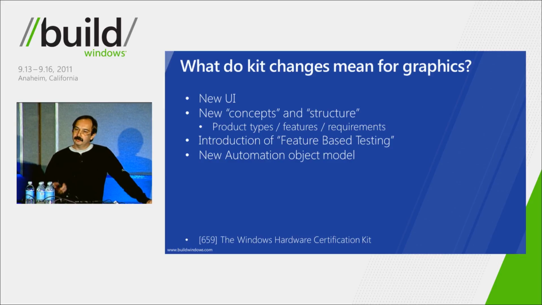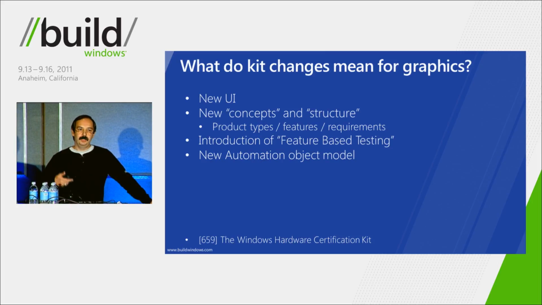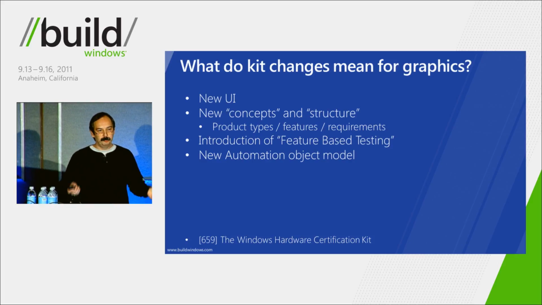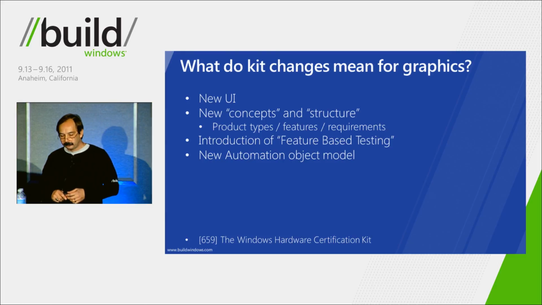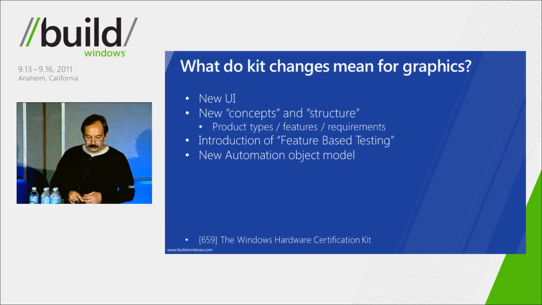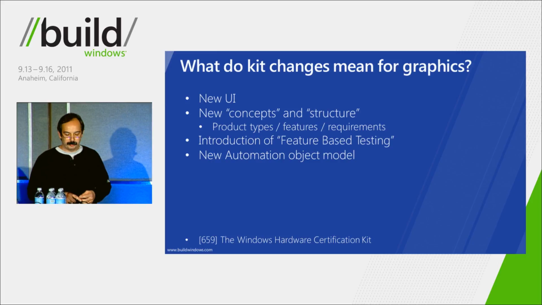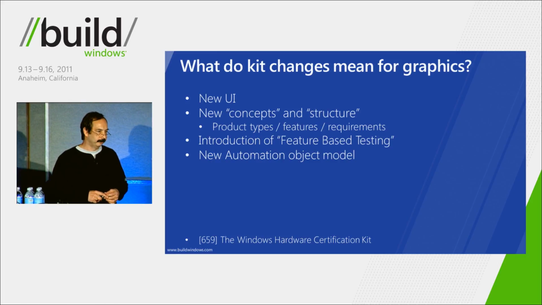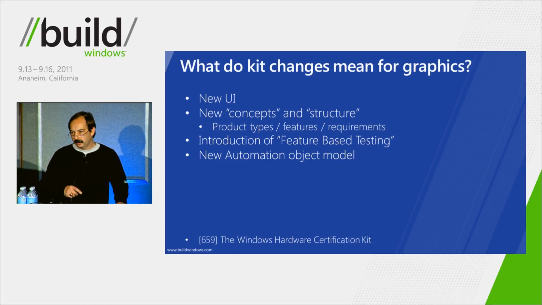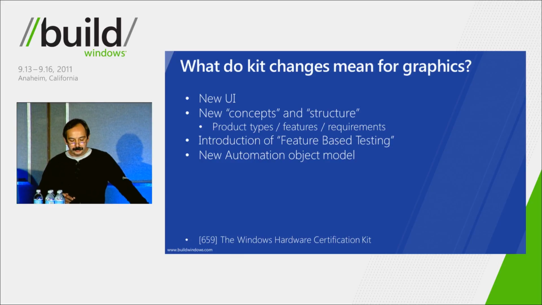And for that, there's a new object model in the kit itself that lets you, as the IHV or the OEM, implement how you are going to parallelize and distribute those tests to ensure that you get all the right combinations of things. Other new things in the kit are new concepts, new structures. Things like this thing called a product type. I'll talk a little bit about what product types mean for graphics on the next slide.